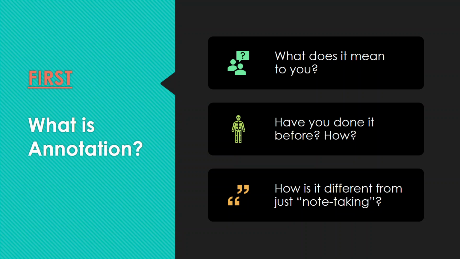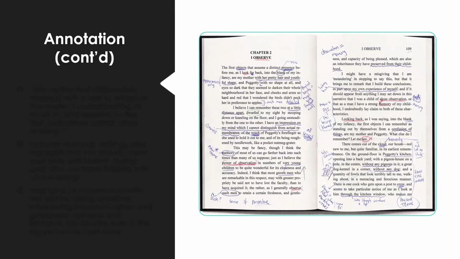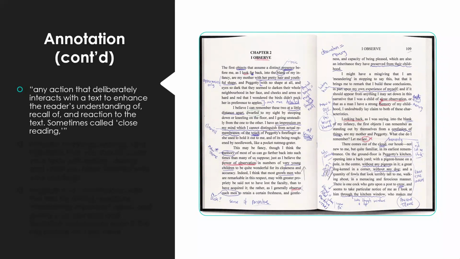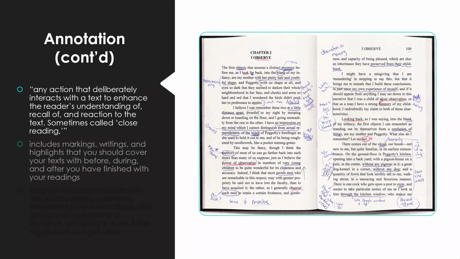In short, annotation is the practice of interacting with a text, which includes note-taking, but also means having an open discussion with the text to determine what you understand, what you don't understand, what you agree with, and what you disagree with. According to the Writers' Center at Eastern Washington University, annotations are, quote, any action that deliberately interacts with a text to enhance the reader's understanding of, recall of, and reaction to the text. Sometimes called close reading, close quote, they include markings, highlightings, and writings that you should cover your texts with before, during, and after you have finished with your readings.